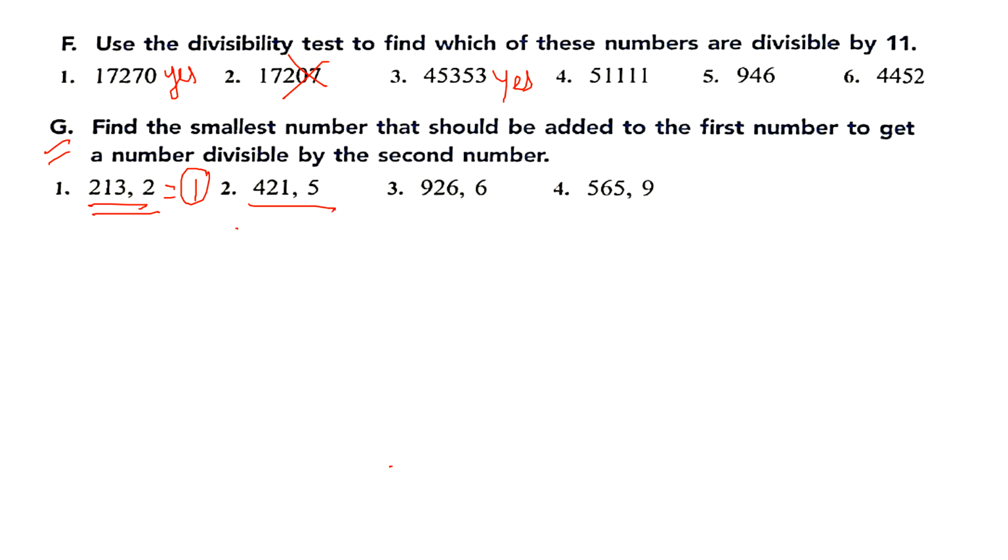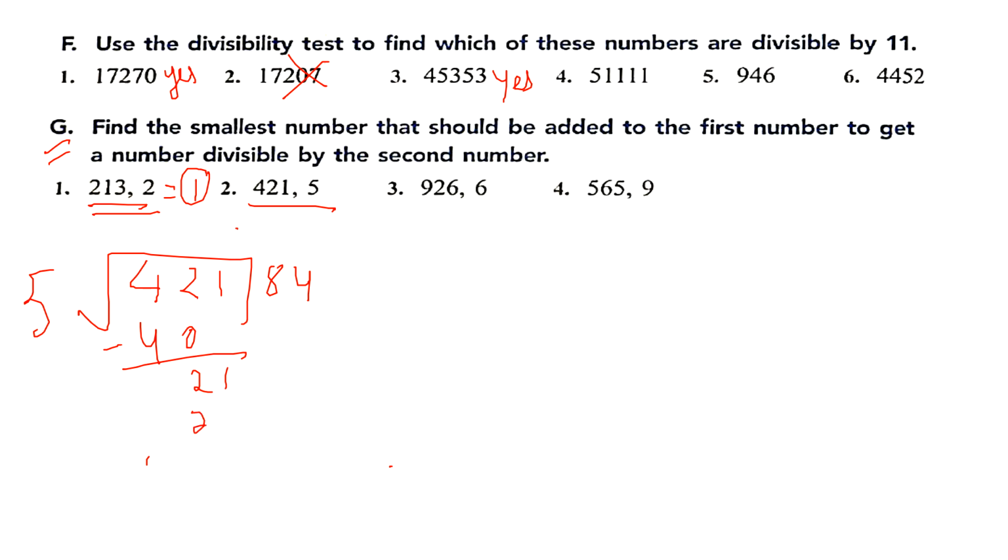Like in this case, 421. So 421 divided by 5. 5 eights are 40. You got a 21 now. 5 fours are 20 and then you got 1. So how much more will you have to add here in this case? This is 1.